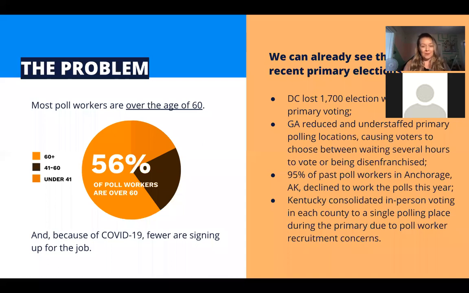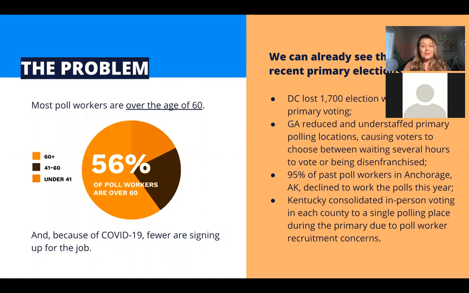But we have a problem, which is that most poll workers are over the age of 60. In fact, 56% of our poll workers are over 60. And with COVID, understandably, a lot fewer people are signing up for the job this year because that is exactly the age population that is at the highest risk. Now, already over the past few months, we've seen some primary elections take place across the country where a shortage of poll workers has had really bad results.